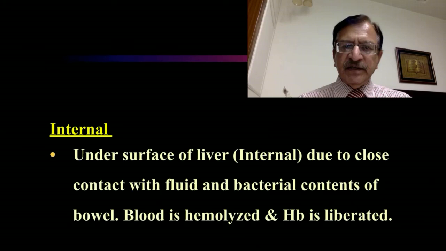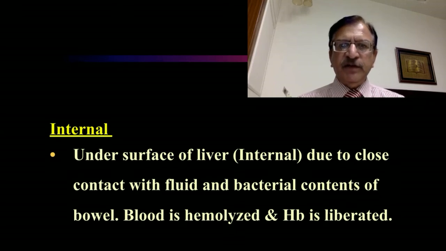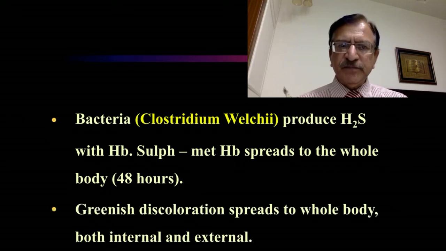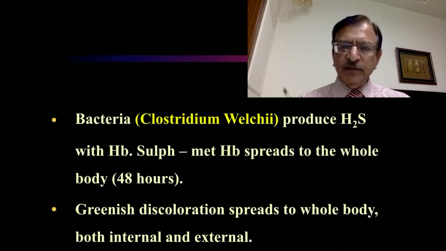Blood is hemolyzed and hemoglobin is liberated, which is then converted into sulfmethemoglobin in combination with hydrogen sulfide. And this is because of the Clostridium welchii, which produces hydrogen sulfide, and this sulfhemoglobin then spreads to the whole body in the next 48 hours. And this greenish discoloration spreads to the whole body, both internally as well as externally.